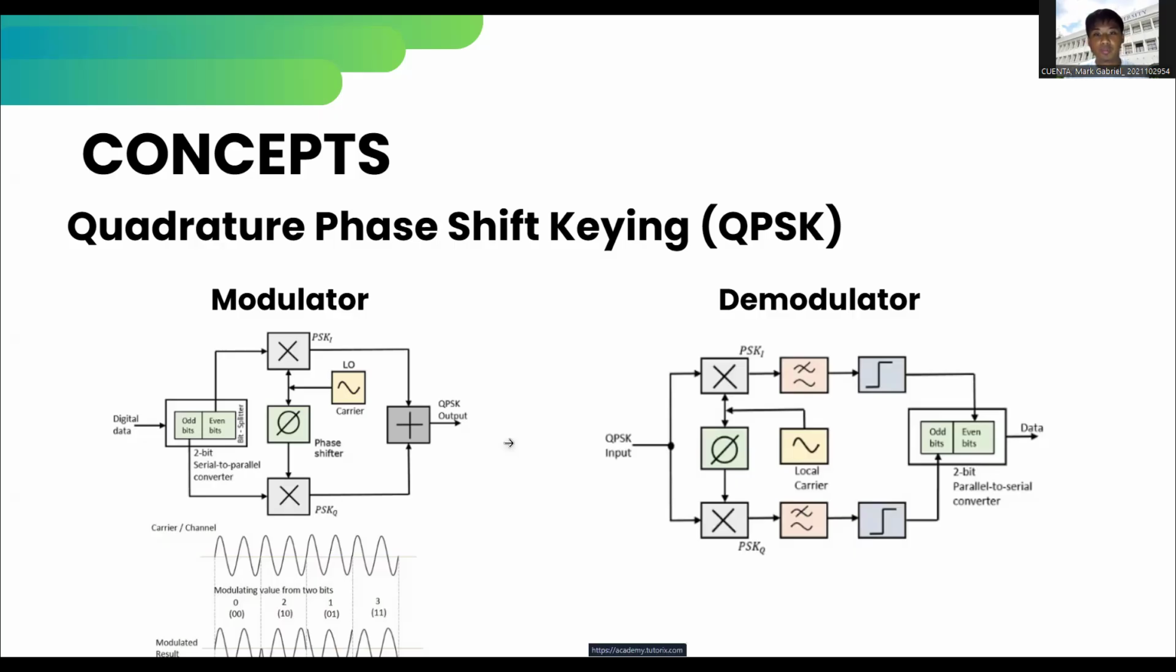Moving on to the QPSK demodulator, the QPSK demodulator uses a two-product demodulator circuit with a local oscillator, two bandpass filters, two integrator circuits, and a 2-bit parallel to serial converter. On the right side is the diagram for the same circuit. The two product detectors at the input of the demodulator simultaneously demodulate the two BPSK signals. The pair of bits are recovered from the original data, wherein these signals are processed and passed to the parallel to serial converter.